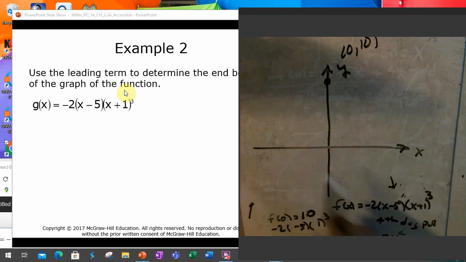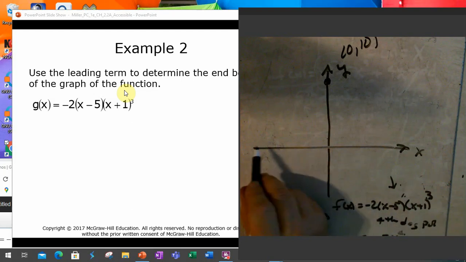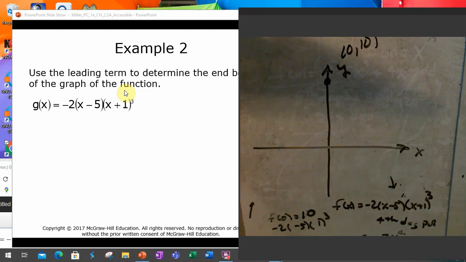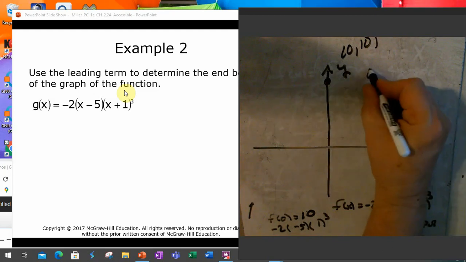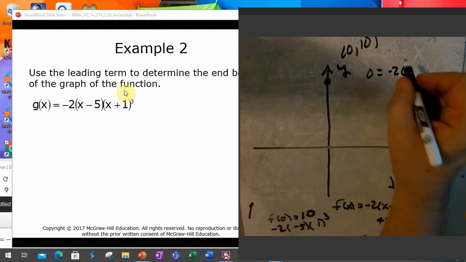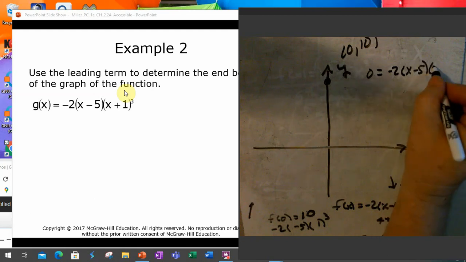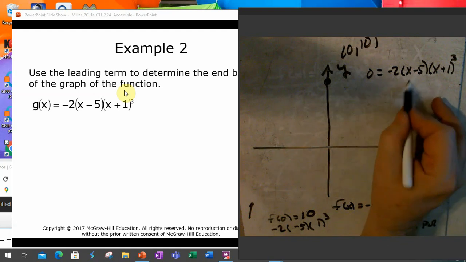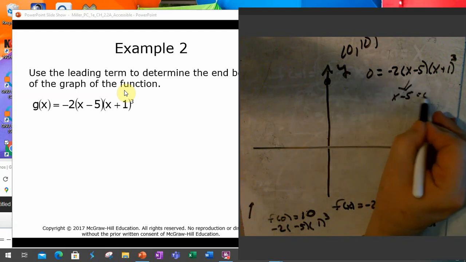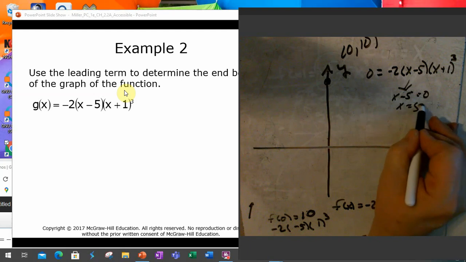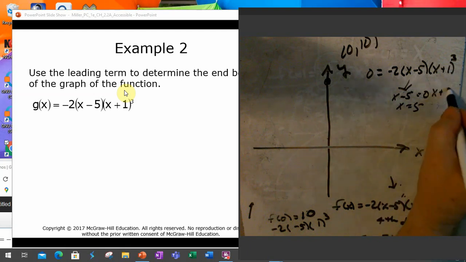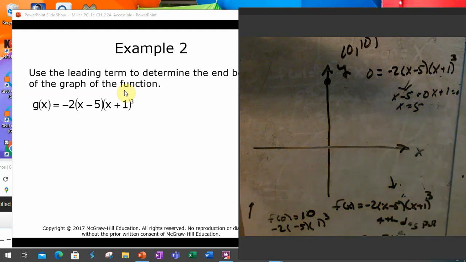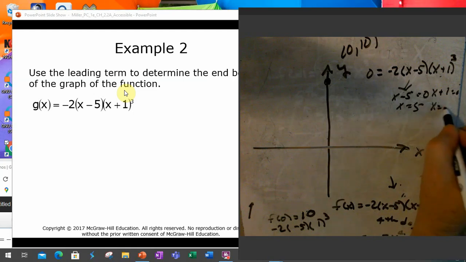What do I need to find out where it's going to cross? Those are my zeros. Where's this thing 0? So where is this equal to 0? X minus 5 equal to 0. Solve, x equals 5. X plus 1 is equal to 0. The only time this is going to be 0, 0 cubed is the only time that thing is going to be 0. And that's at x equal to negative 1.